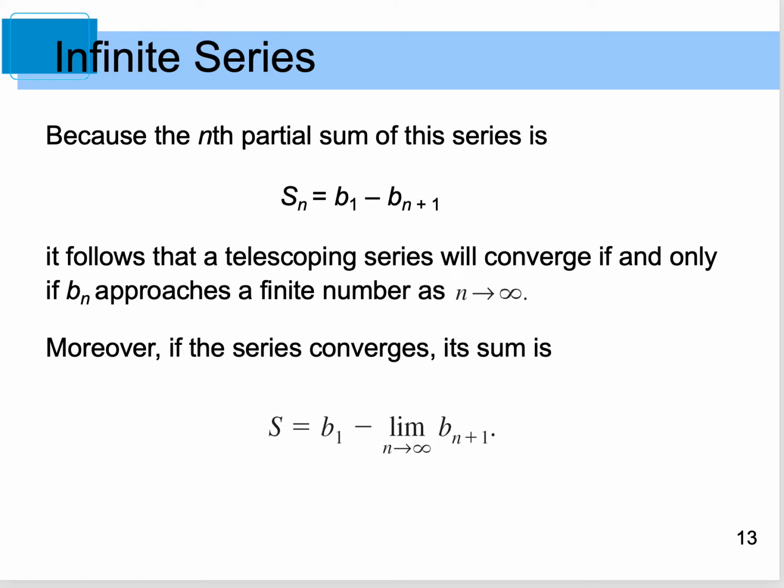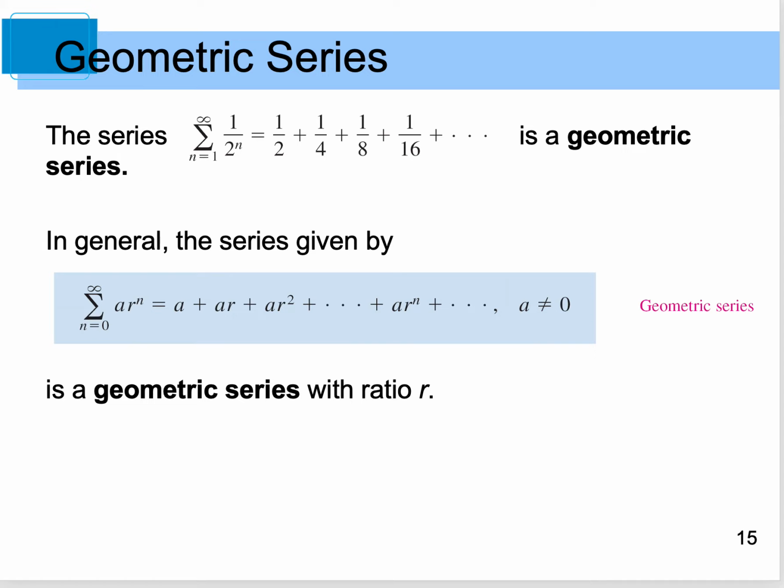So if I look at this and I take the limit as n approaches infinity, then I'm going to see that if the series converges, then the sum would be this statement: b sub 1 minus the limit as n approaches infinity of b sub n plus 1. So in this case, this series will only converge if b sub n approaches a number. So b sub n plus 1 has to have a limit that's a number. If it doesn't, then it's not going to converge, and that's something that's a bit unique.